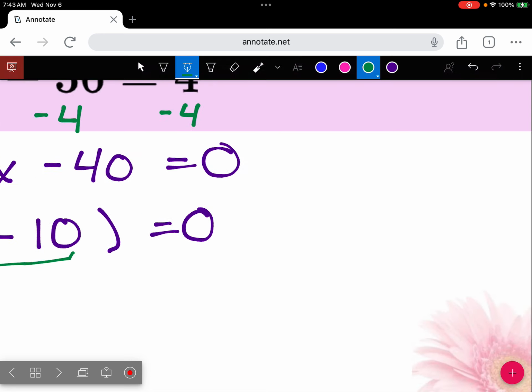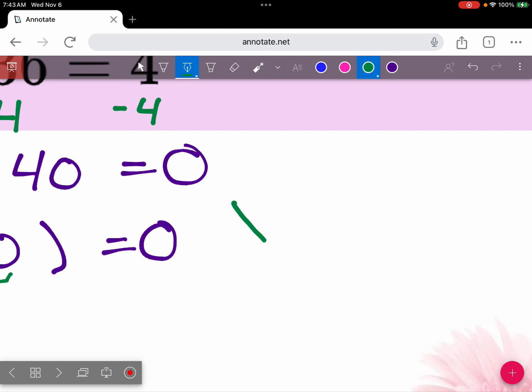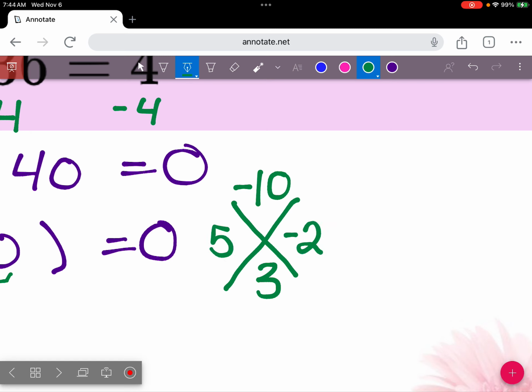I'm going to do this one with our factoring by grouping, just so we can see both of them. We still start the same way. We're going to pick our a times c. My a in front of the x squared is a 1, and my c is minus 10. So we're looking for a pair of numbers that multiply to make negative 10 and add to be a positive 3. What set of numbers will multiply to make negative 10 and add to make a positive 3? 5 and negative 2. Does it matter which side you pick? Does not, even a little bit.